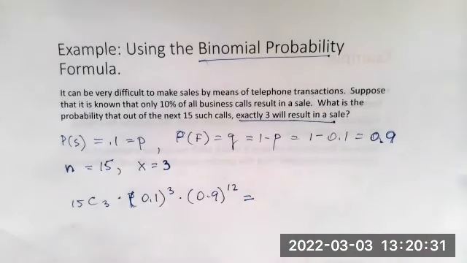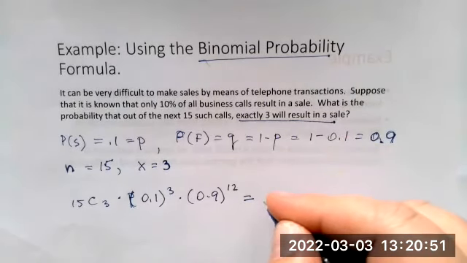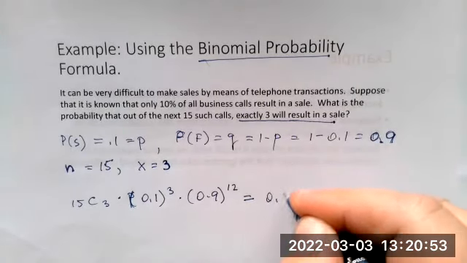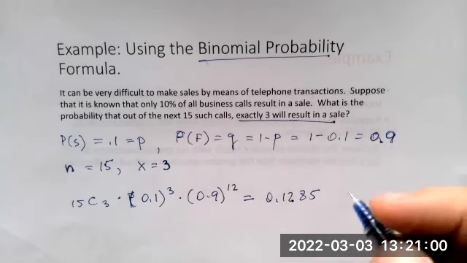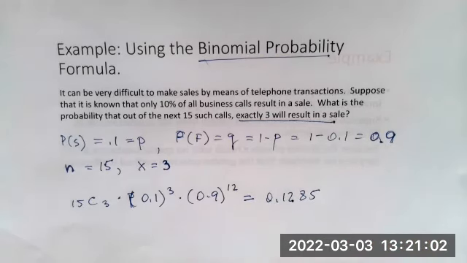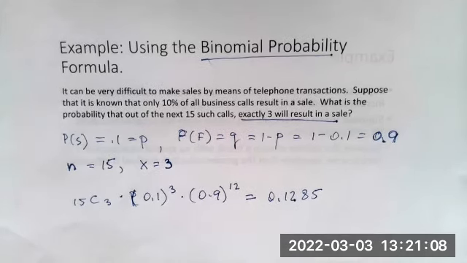And we can put it into a calculator. And our probability is going to be 0.1285. So about 13% probability that we will get 3 sales if we make 15 calls. Now, in the next video, I want to show you how to calculate this probability using StepCrunch.